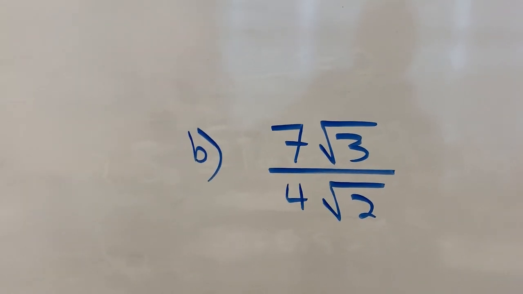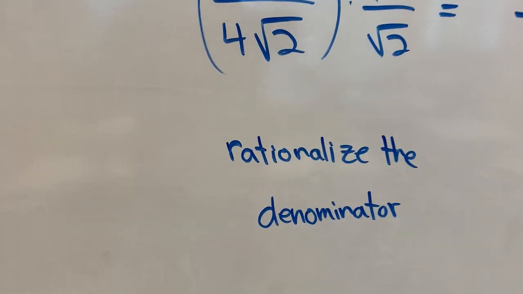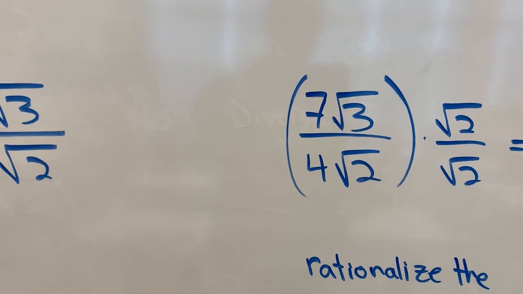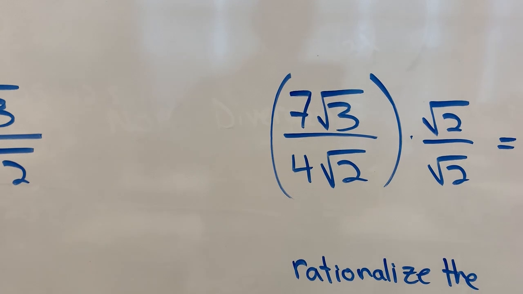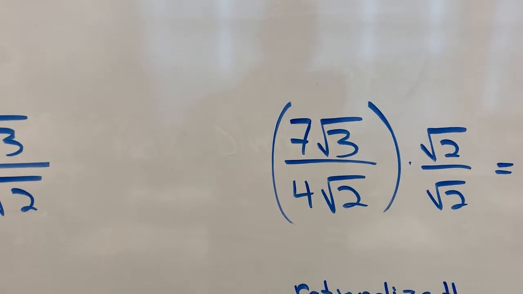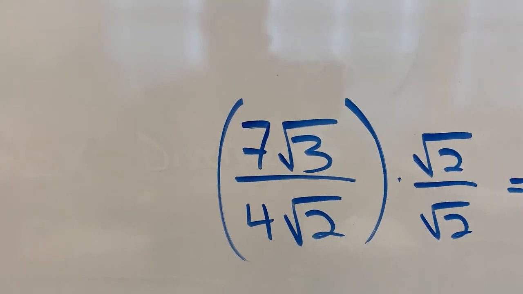I say, okay, well, this isn't in simplest form because I've got a square root in the denominator, so I'm going to rationalize the denominator. To do so, I say, well, what do I want to get rid of? I want to get rid of root 2. The best way to get rid of root 2 is to multiply it by root 2, because root 2 times root 2 equals 2. But if I do it on the bottom, I have to do it on the top as well. So I multiply by this funny looking root 2 divided by root 2.